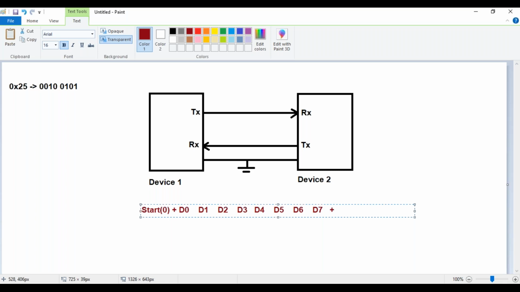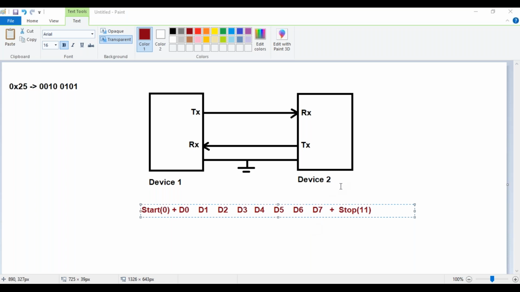Once it is done transmitting the data bits, it's the duty of device 1 to also say it is done transmitting the data. So it transmits a stop bit, and generally the stop bit is two high bits, a 1 and a 1. First it transmits a start bit, then 8 data bits and a stop bit. Device 1 transmits the start bit, device 2 receives it, then device 1 transmits D0 to D7 and device 2 receives them.